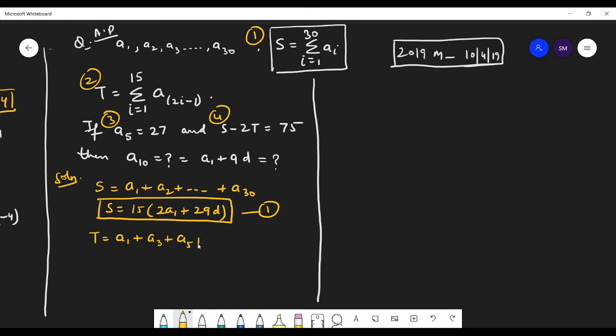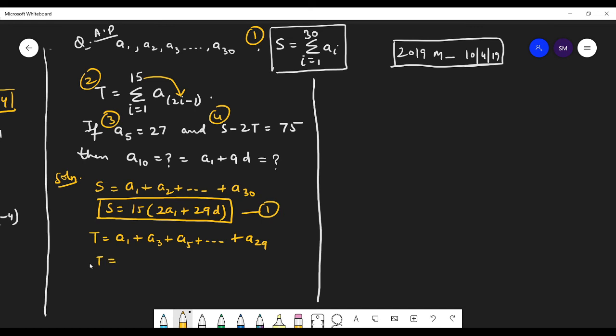So that's A5. And so on up to, what is the last term you will get from here? I is equal to 15. So 15 to the 30 minus 1, 29. Right? Because 15 you will put here at I. So A29 will be the last one. Agreed?